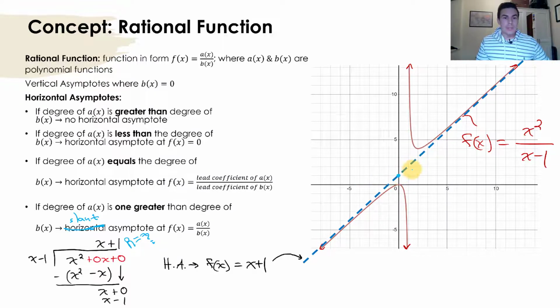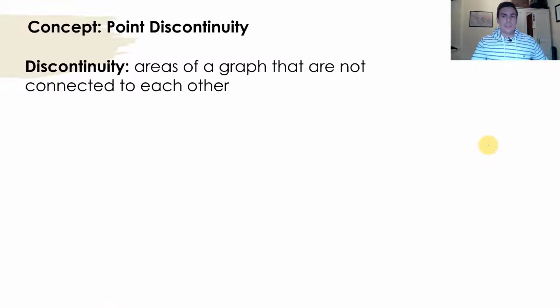This is going to be x plus 1 for my slant asymptote. All right, one more concept. The point discontinuities are what we're going to look at as well in this lesson. A discontinuity is just an area in a graph that is not continued or connected to each other.